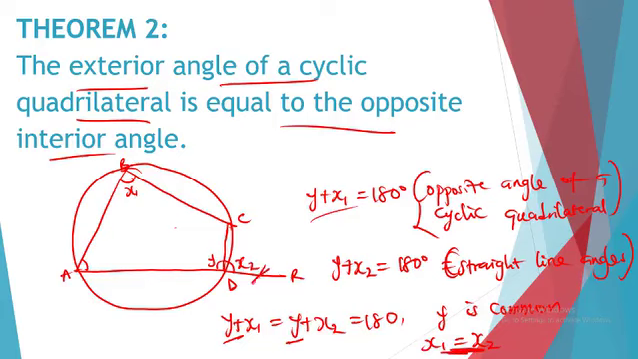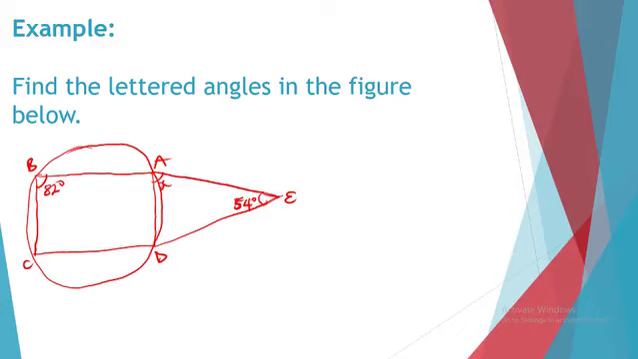So it means that the value of the angle here is equal to the angle here, and therefore we say that the exterior angle of a cyclic quadrilateral is equal to the opposite interior angle. This is the interior and this is the exterior, and the both of them are equal. Let us take an example. Find the lettered angles in the figure.